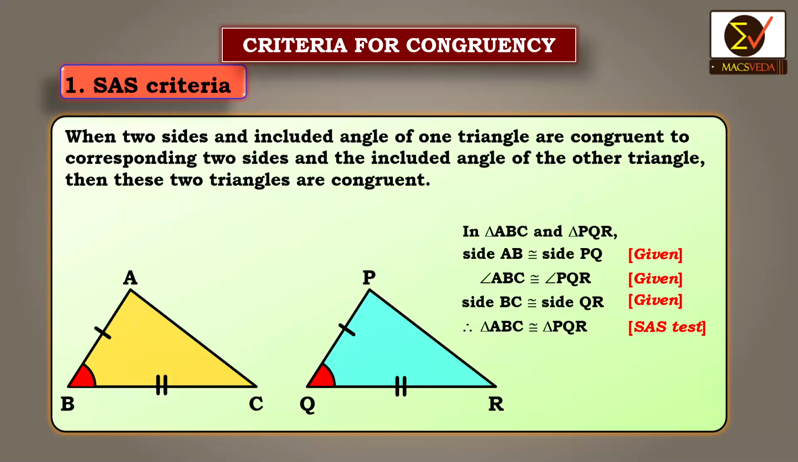So this is the SAS test. By SAS criterion or SAS test, we can say that two triangles are congruent. Then automatically side AC also equal to side PR and angle A will be equal to angle P and angle C is equal to angle R. So if these three conditions are satisfied, automatically remaining three conditions are also satisfied.